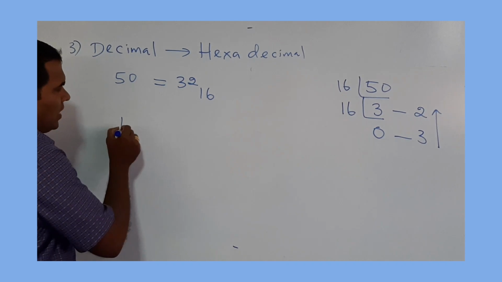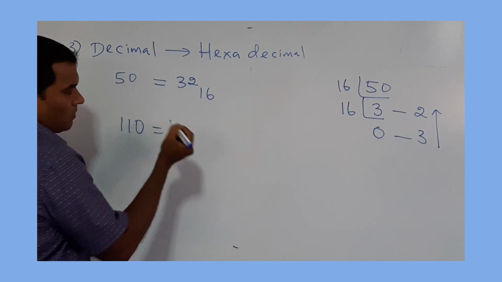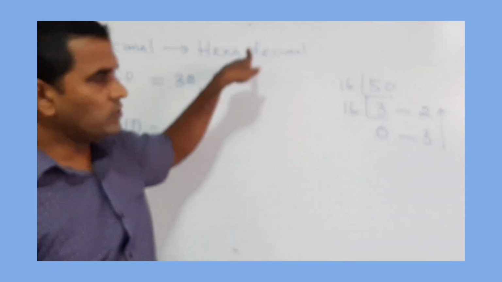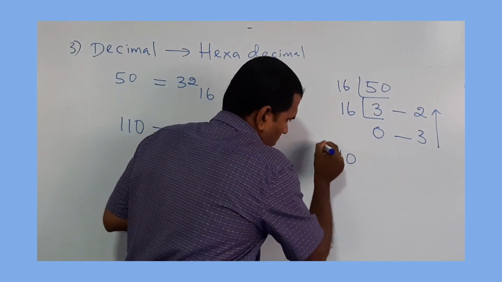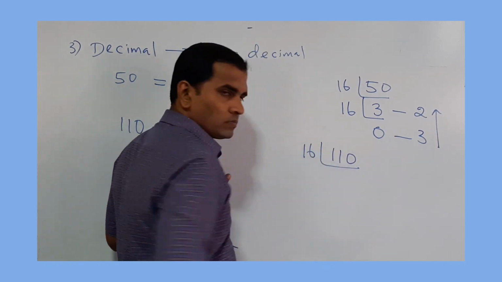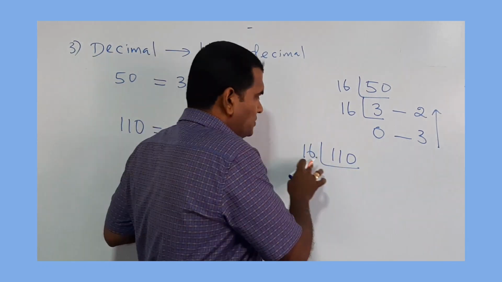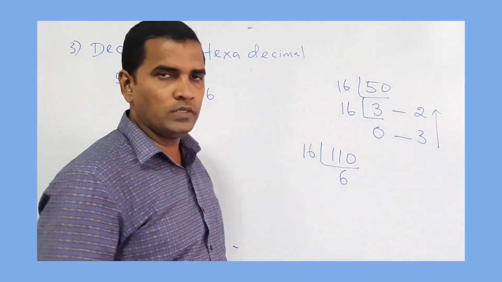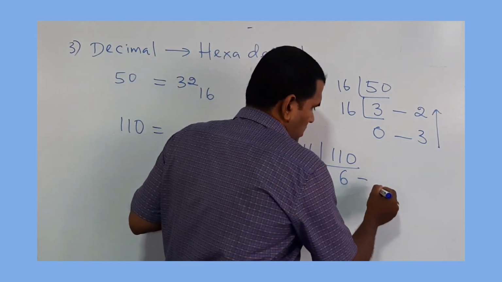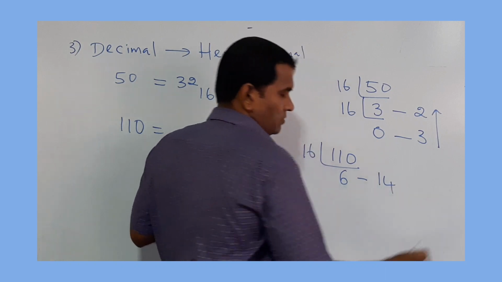So let me take 110. I take a decimal number 110 and I'm going to convert this into hexadecimal. I follow the same method. I have to divide by 16. So 110 divided by 16 is 6 times 6 quotient, and it would be 14 remainder.